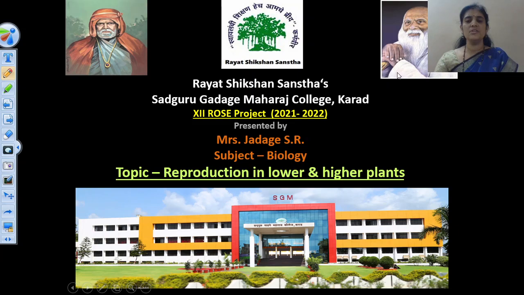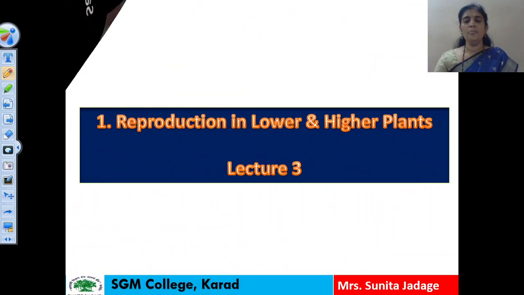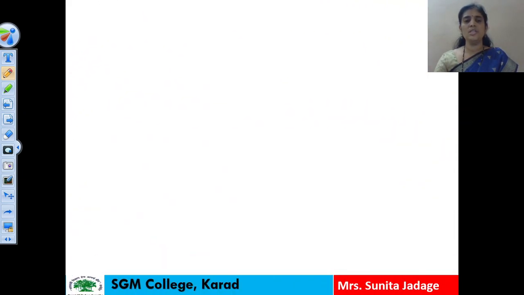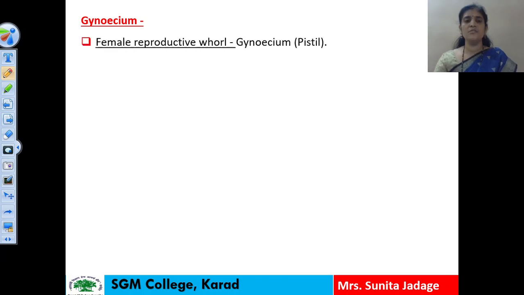In the previous lecture, we completed the detailed structures of the male reproductive whorl, that is the androecium. Now in lecture number 3, we are going to see the detailed structures of the female reproductive whorl, that is the gynoecium. In angiospermic plants, the female reproductive whorl is known as the gynoecium. It is also called a pistil, and this gynoecium or pistil is made up of carpels.